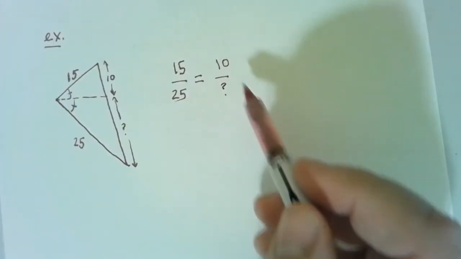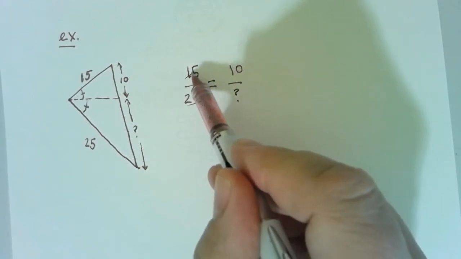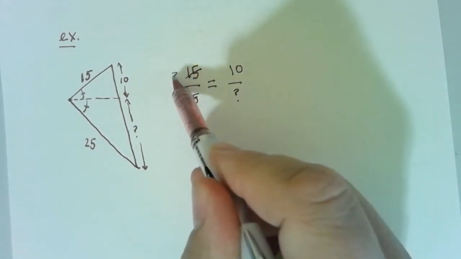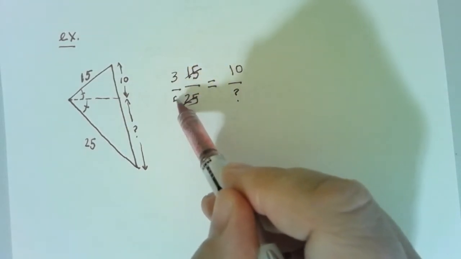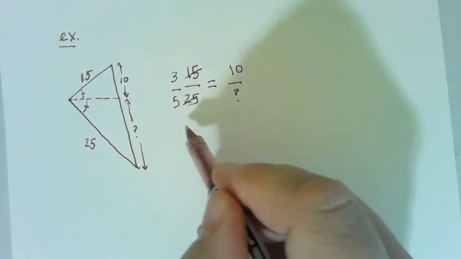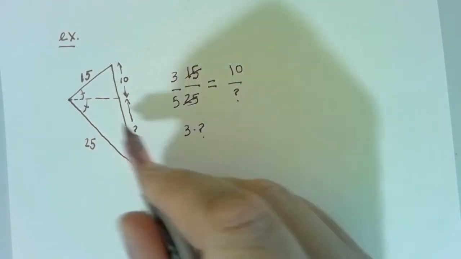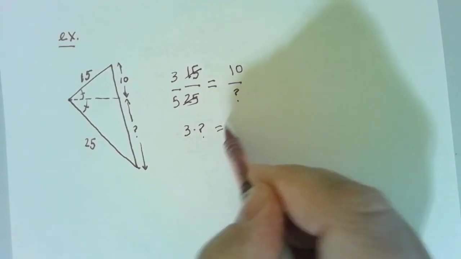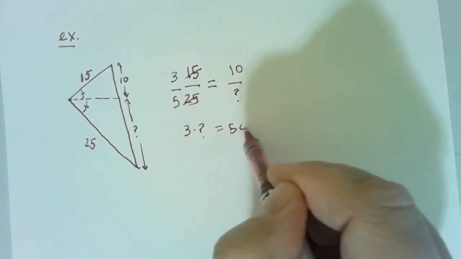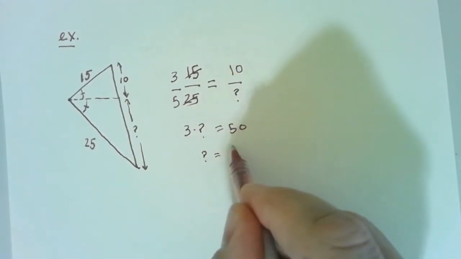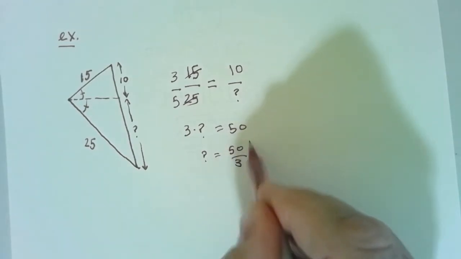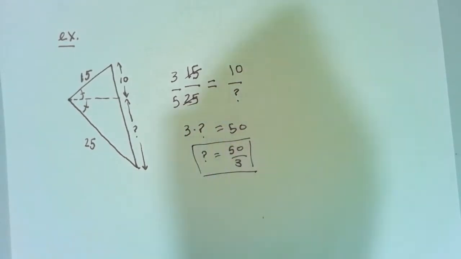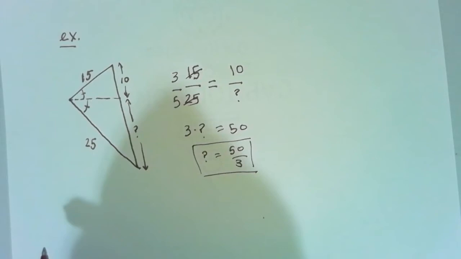And then I'm going to cross multiply. First I'll reduce. I can divide this top and bottom by 5 to get 3/5. Now I'll cross multiply. So I get 3 times this unknown length here is 10 times 5, which is 50. So that unknown length is 50 over 3. So that's how we would determine this length here.